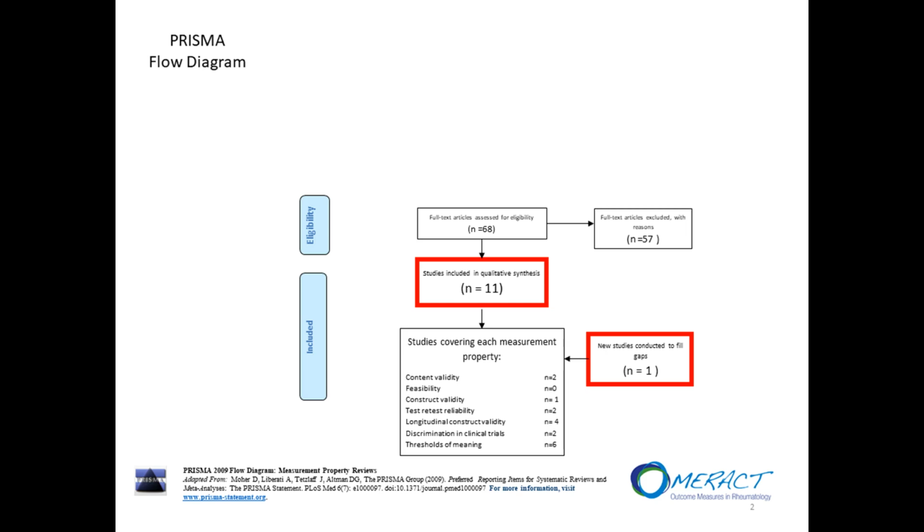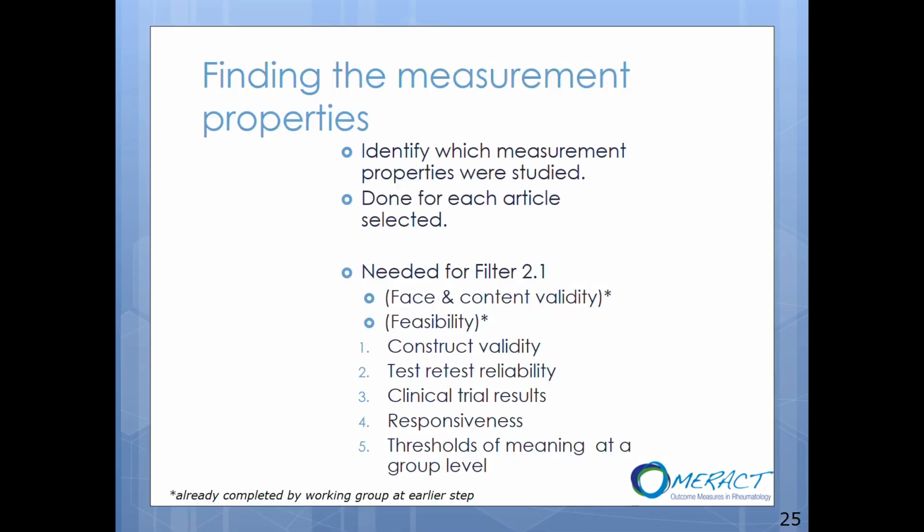So as you can see, as you're finally selecting, you do a full article review and you're in that final stage of selecting the key articles you need to review. We also will ask you to extract exactly which measurement properties the article looked at. And that's when you'll start to build what we call a summary of measurement property tables. So identify which measurement properties. It's done for each article selected, and this is just the options that will be available for you, which are the same ones we reviewed earlier.